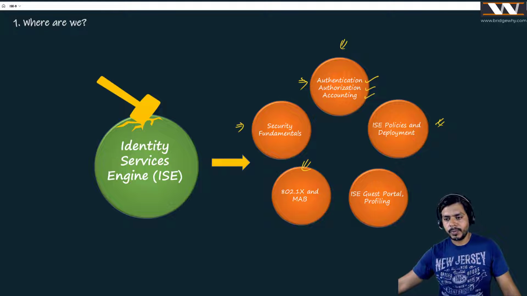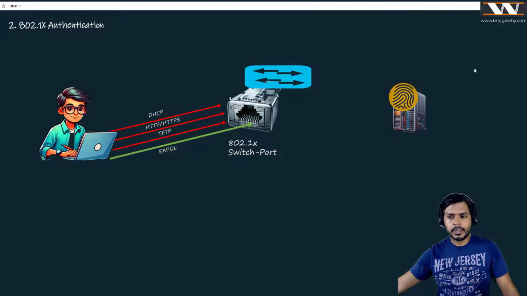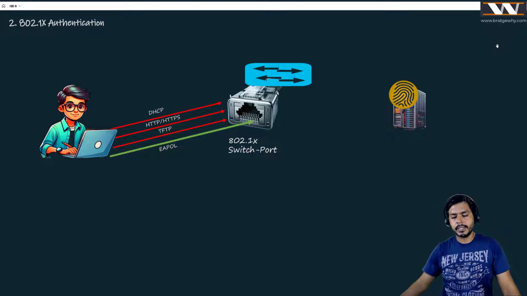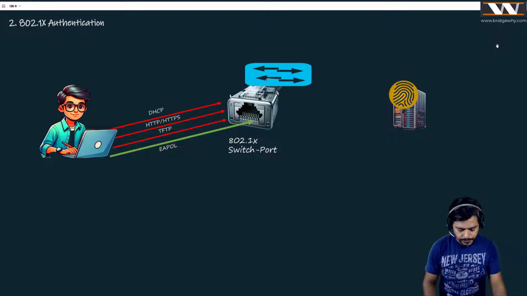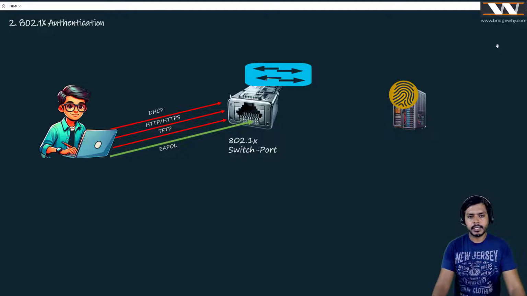Let's move to the next board where I will be talking about .1x authentication and different methods. In the last class, I showcased some of the things to you, but we were not able to visualize them. I would like to go ahead with the discussion from where we left in the last class.